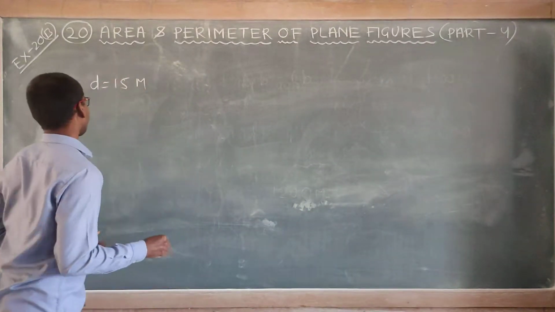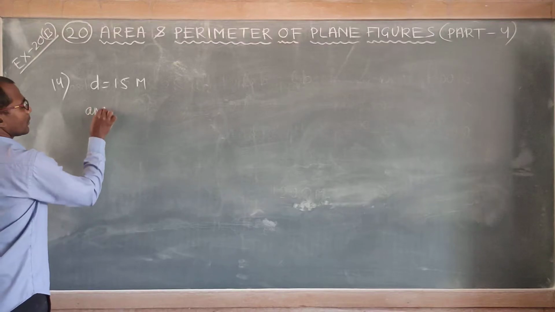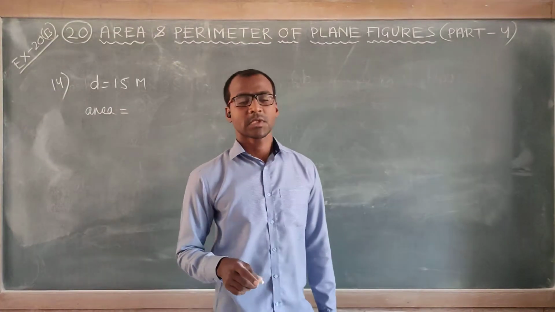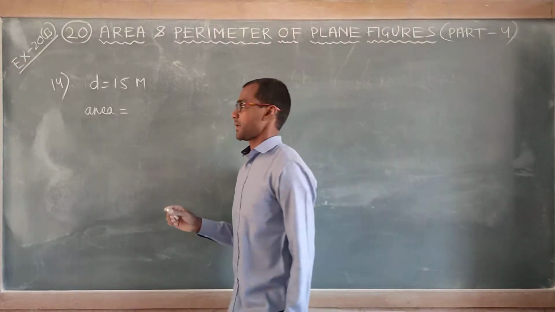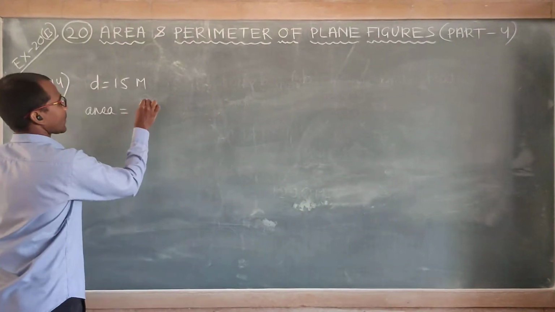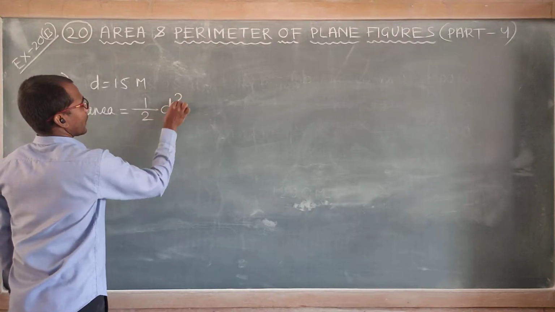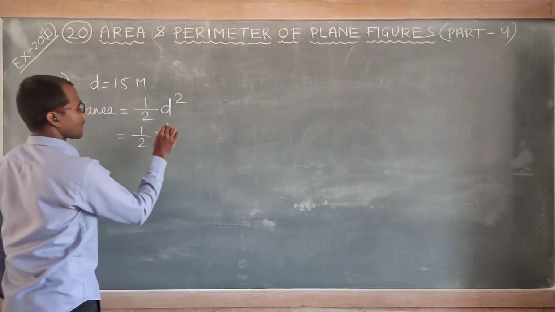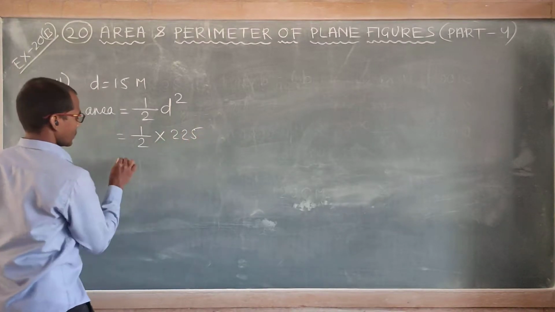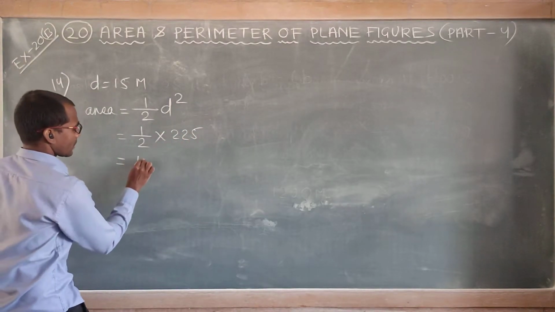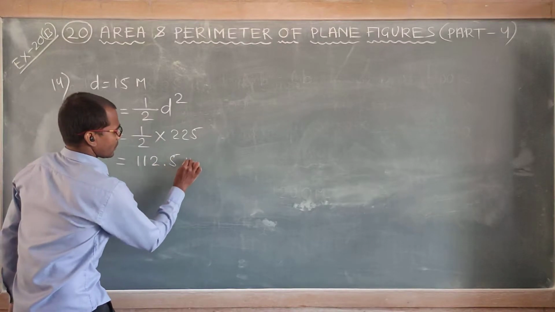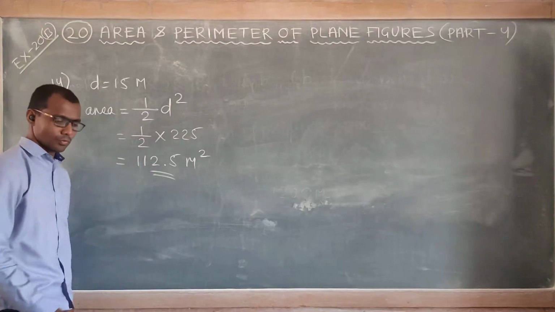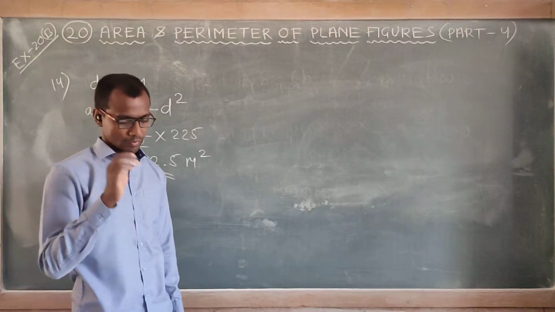Okay. We know area of the square is a square if side is given, or half d square if diagonal is given. Okay, so we can use the formula related to diagonal, half d square. 1 by 2 into d square means 15 square, which is 225. So 225 by 2 means 112.5 square meter. Okay, area is equal to 112.5 square meter. This is the area of a square plot.